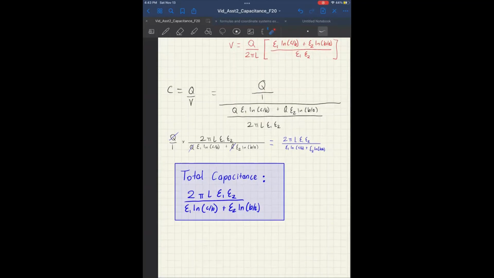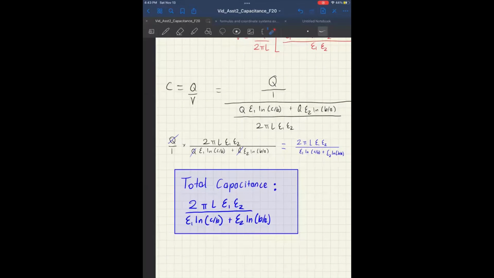The total capacitance is given by 2 pi L epsilon 1 epsilon 2 over epsilon 1 ln of C over B plus epsilon 2 ln of B over A. That is the total capacitance.